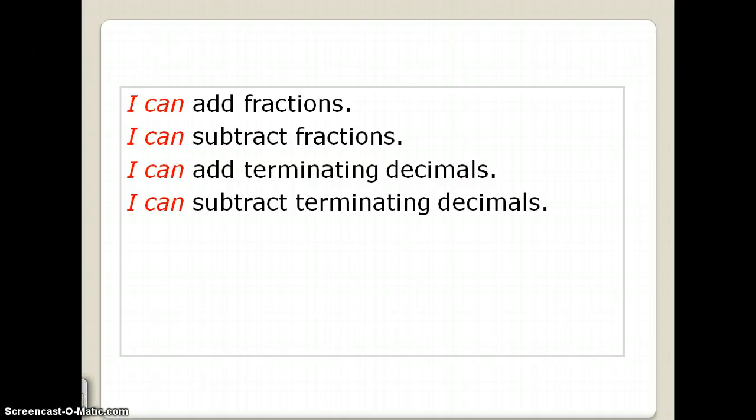Chapter 2, Section 3, Adding and Subtracting Rational Numbers. We have 4 objectives for today. I can add fractions, I can subtract fractions, I can add terminating decimals, and I can subtract terminating decimals.